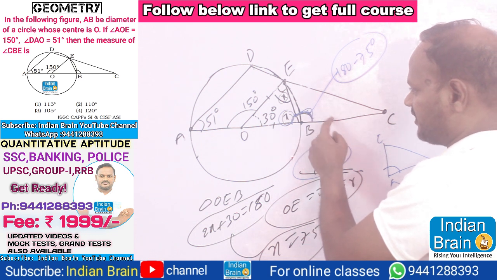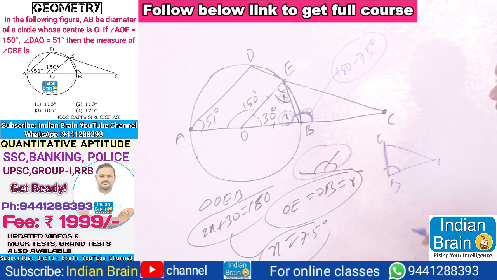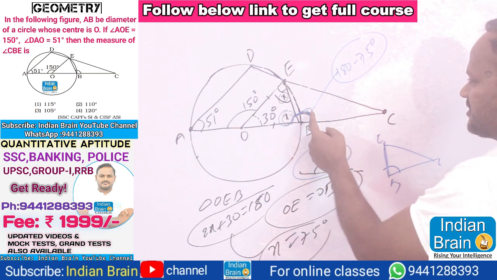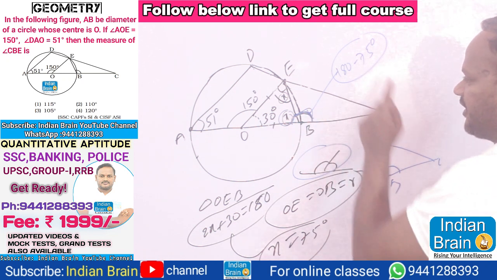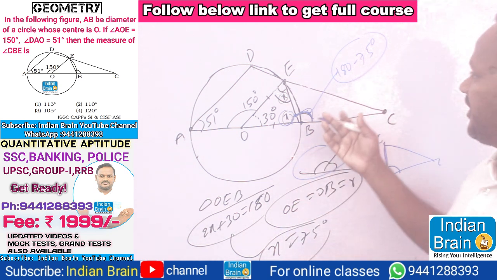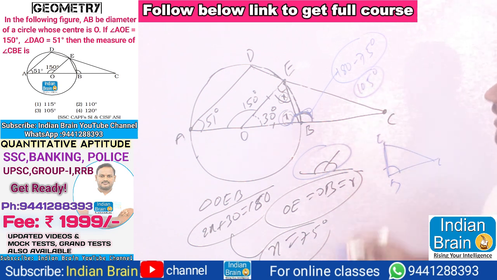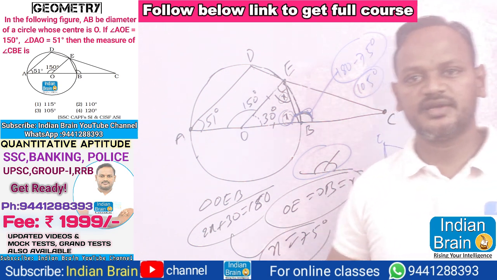Why? Because of the linear pair. This straight line can be taken as 180 degrees. So something plus x will be 180 degrees. That's why I will get the x value. The x value is 75 degrees. Then what about the remaining value? 180 minus 75 will be 105 degrees. That's it. Make it simple. Don't make it complicated.